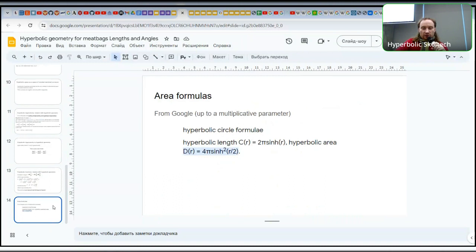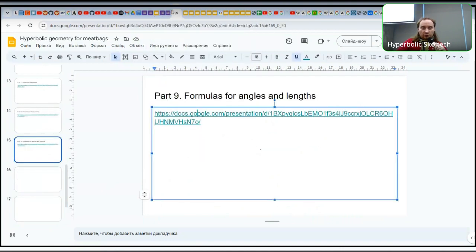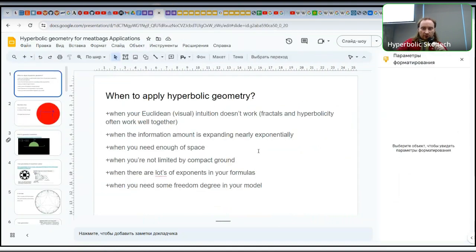So I promised area formulas. For the length of a circle, we have this nearly exponential formula, again up to a multiplicative parameter, and the hyperbolic area of a circle is like this. So it's again nearly exponential. Now let's continue to applications.